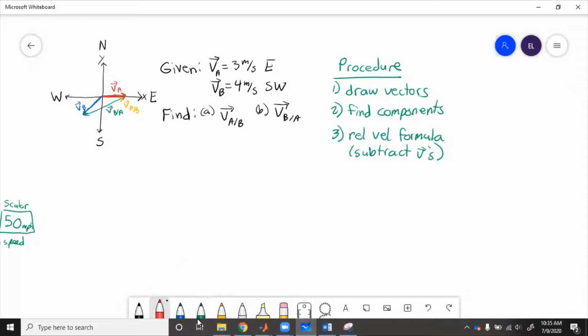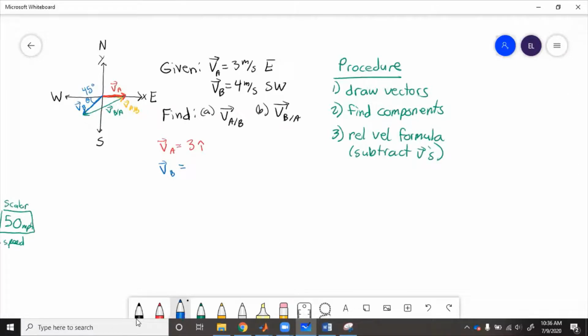So the velocity of Alice is 3 meters per second east. So we can write that vector as VA equals 3 i hat. She's going in the X direction. Now Bob, he's going southwest. So if he's going southwest, then we know that his angle is going to be 45 degrees because he's exactly halfway between south and west.